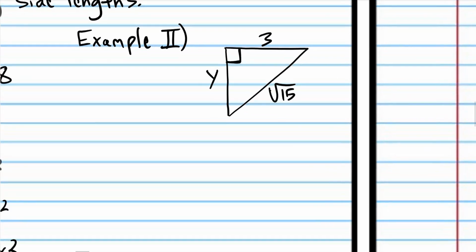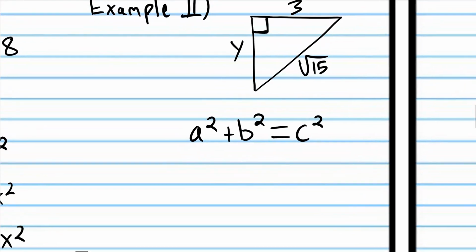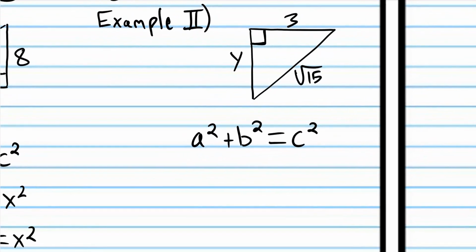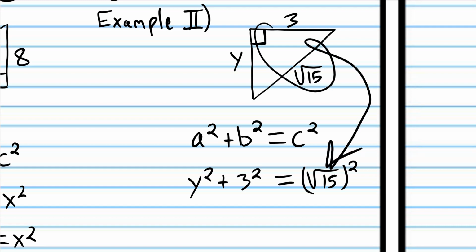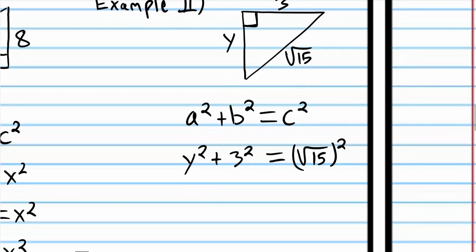So let's try another example. Again, we're going to use the Pythagorean theorem. And this theorem only works for right triangles, by the way. I should have mentioned that. So in the previous problem, we were looking for the hypotenuse, but in this case, we have the hypotenuse. That goes there. That's c. So we have y squared plus 9 is equal to 15.